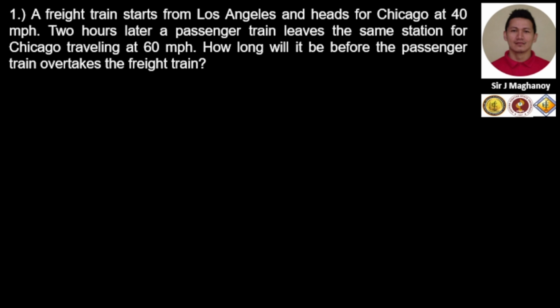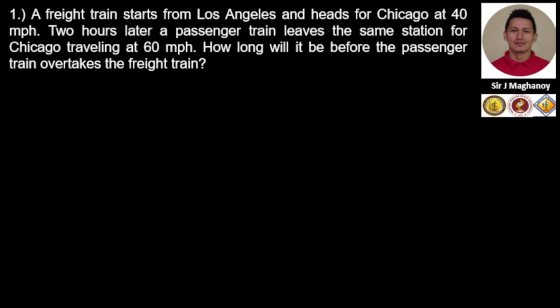Example number 1. A freight train starts from Los Angeles and heads for Chicago at 40 miles per hour. 2 hours later, a passenger train leaves the same station for Chicago traveling at 60 miles per hour. How long will it be before the passenger train overtakes the freight train?